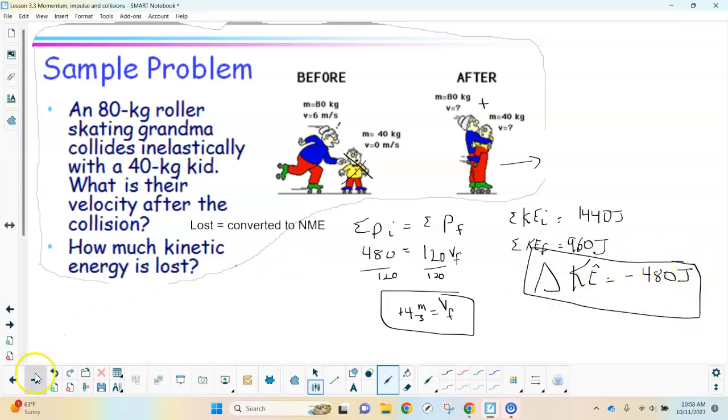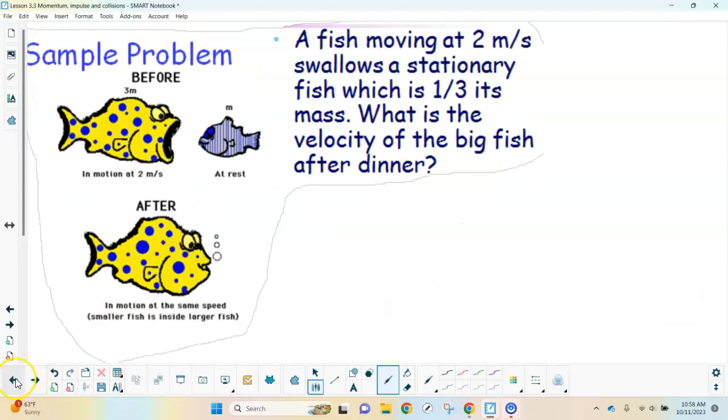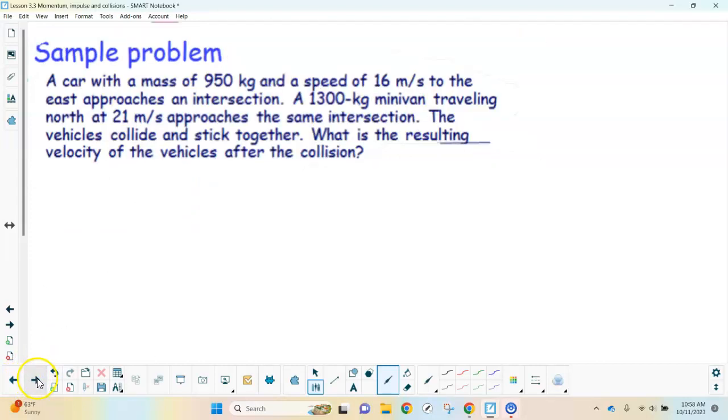Okay, I'm going to skip over this one because we're running shorter on time than I want to. This is just talking about two-dimensional again. A car with a mass of 950 kilograms is going east. So object 1 is going east at some speed, and object 2 is going north at that speed. They stick together, and they want to know what's going to happen to them.